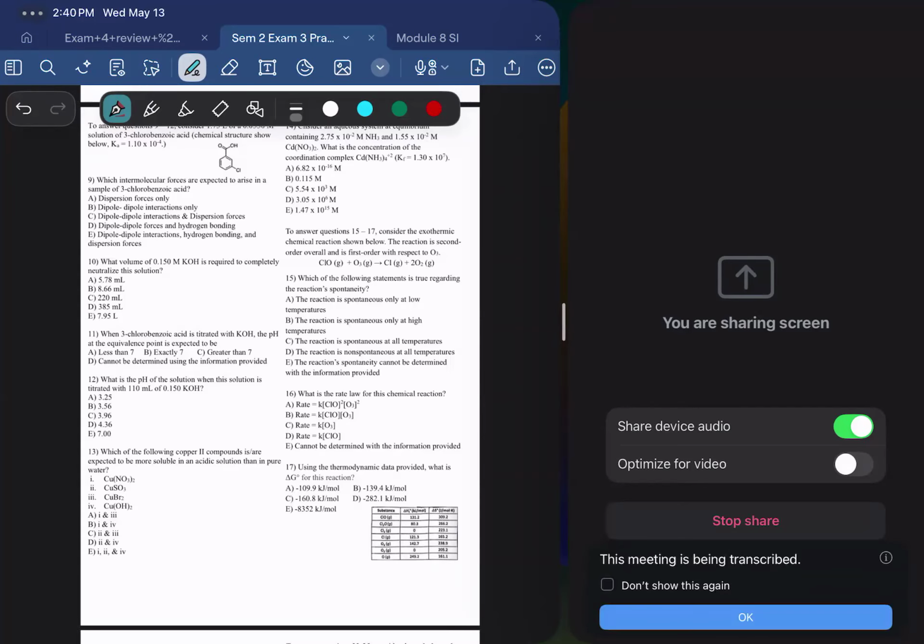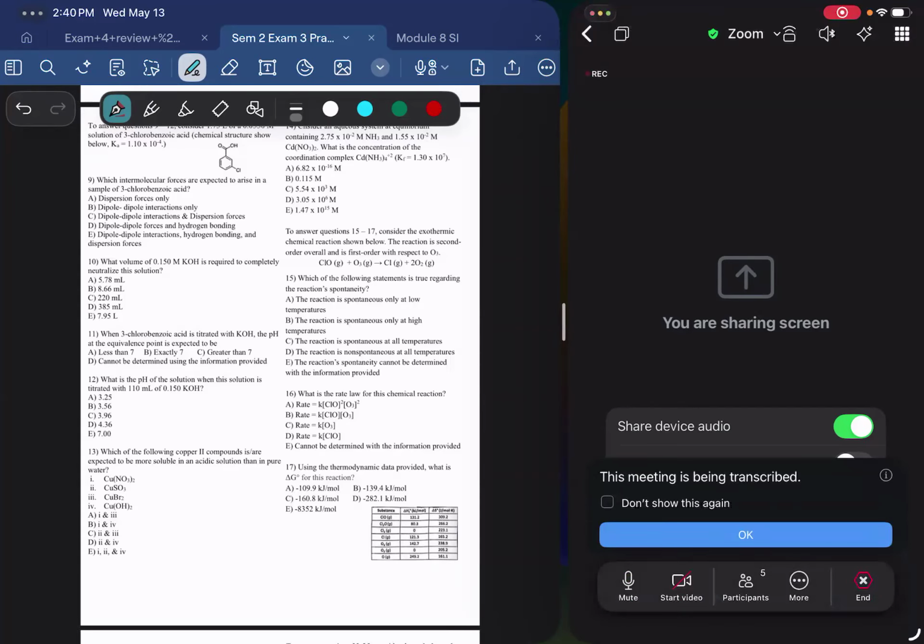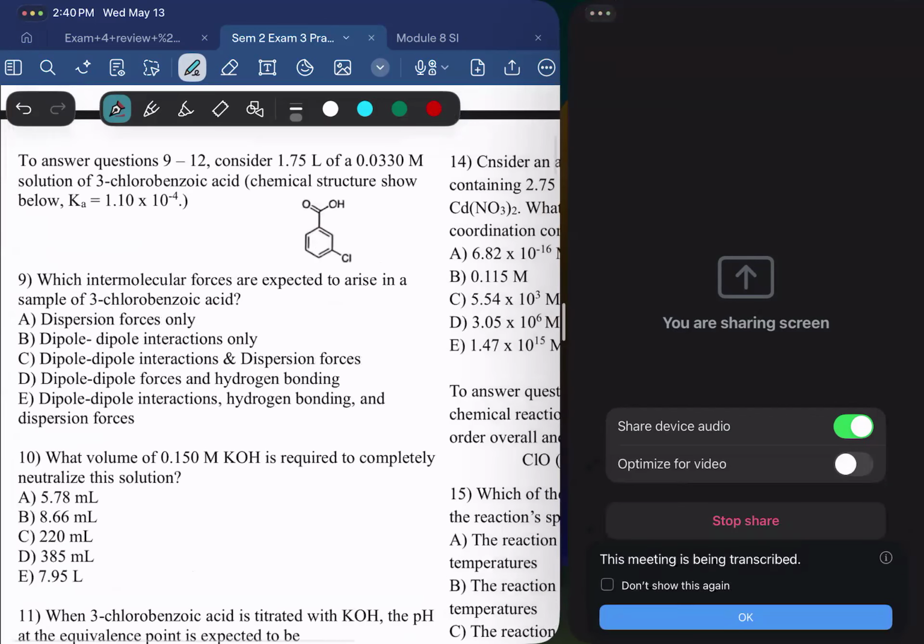Okay. Hi guys. We'll go over 9 to 17 now. Number 9, we're given this acid, and when they give you a Ka value, that tells you it's a weak acid, right? This is 3-chlorobenzoic acid. The question is, what intermolecular forces are going to arise on this sample? We have hydrogen bonding, and hydrogen bonding is a dipole-dipole, but we also have the chloride, so that's also dipole-dipole. And it has dispersion forces because it's a compound. So the answer choice here would be choice E.